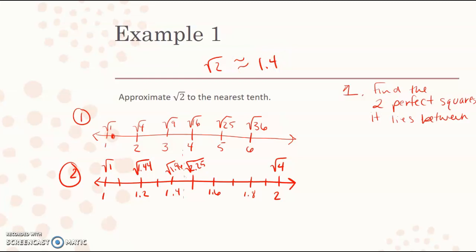Now, that's to the nearest tenth. So our step 2 was to make a number line with tenths between the whole numbers. So that was our 1 and 2 from the first step. So that's how I can round to the nearest tenth.